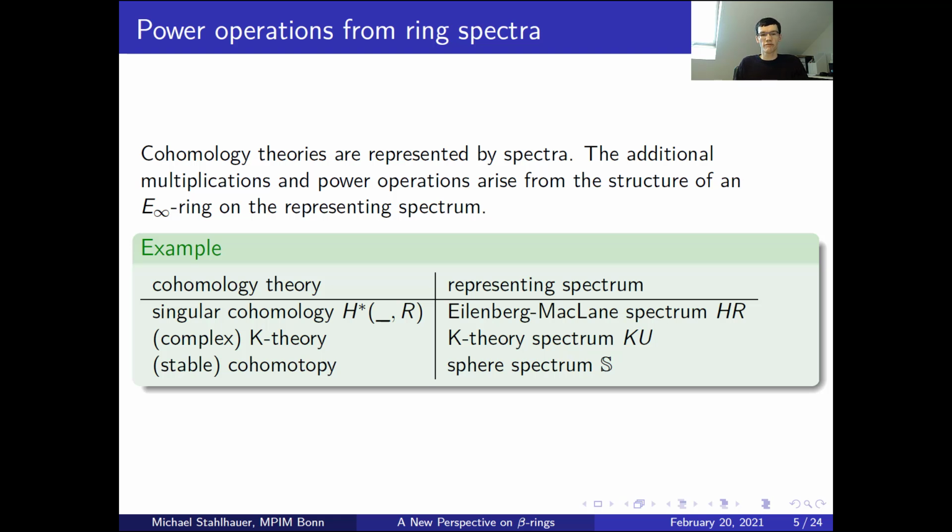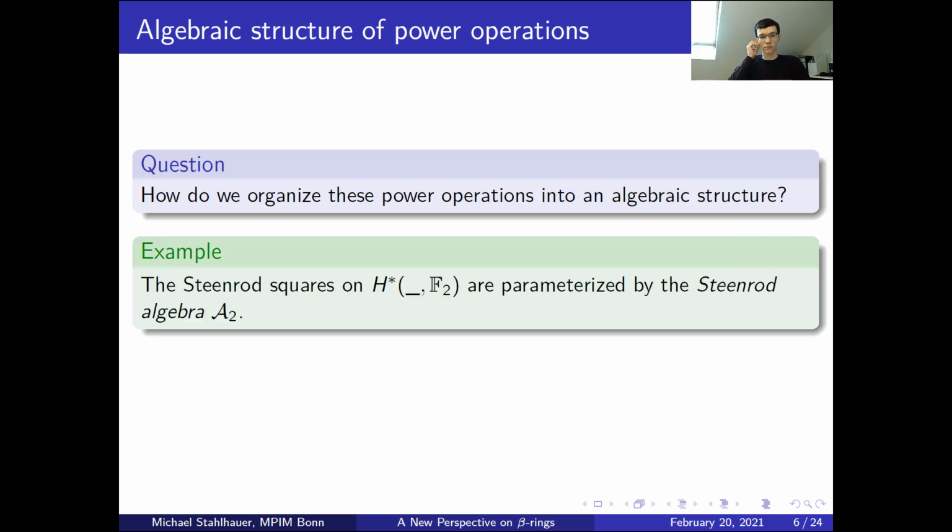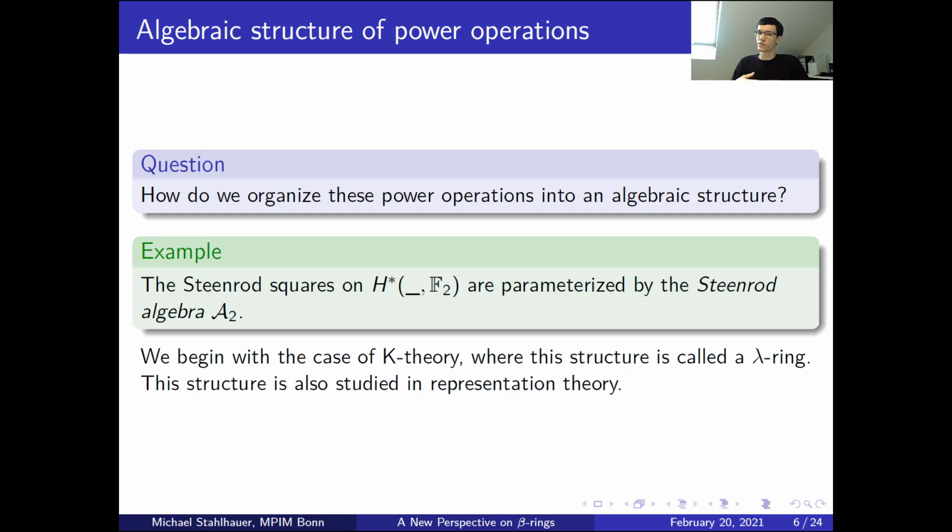Okay, so that's the topological framework we want to work with. Now we can also ask ourselves, how do we organize the algebraic power operations on the cohomology theories? One example, which is maybe classical, is that of Steenrod squares. Those assemble into the so-called Steenrod algebra. It's an algebra of all the Steenrod squares, and all relations between those are encoded in this algebra. We want to do something similar for, let's start with K-theory, where we arrive at the structure of a lambda-ring. And we can do the same thing with representation theory, where we study representation rings, and we start by introducing these two objects.